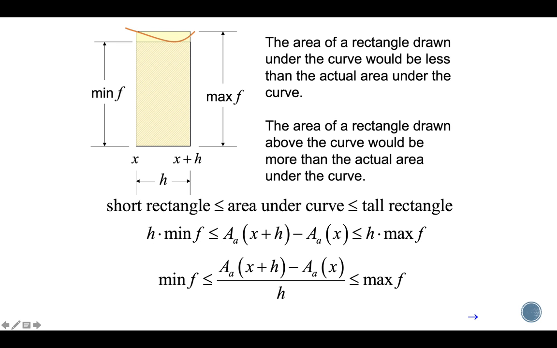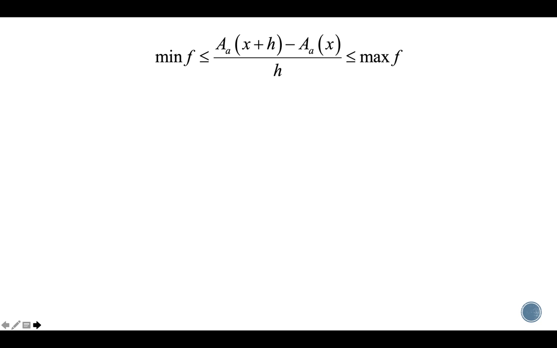So we can divide everything by h. In the first term, the h cancels. In the middle term, we put the h on the bottom. And then for the right term, the h cancels. So the minimum function value is going to be less than or equal to the area under the curve divided by h, and that's going to be less than or equal to the maximum function value.